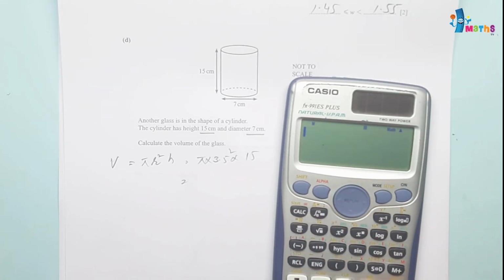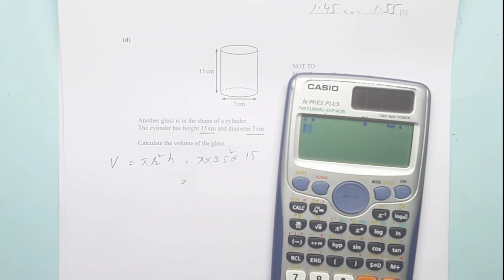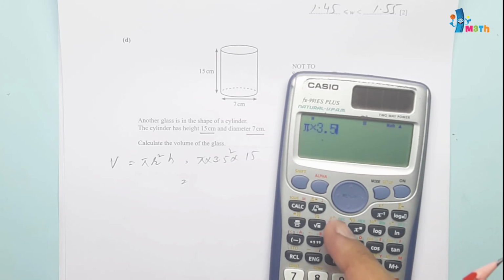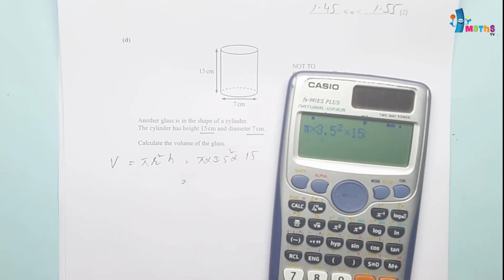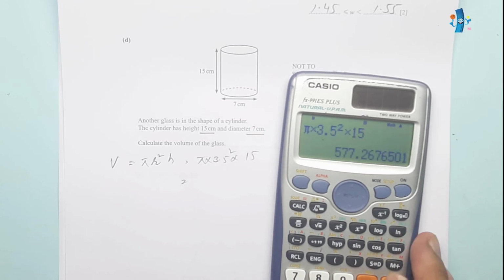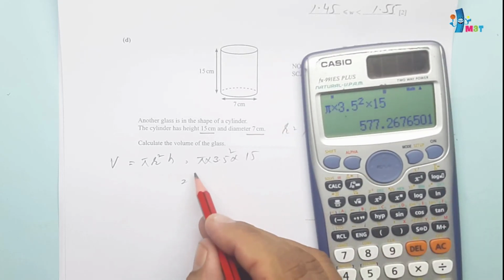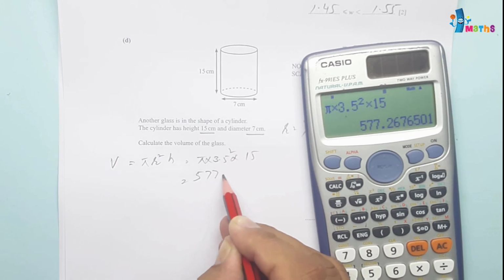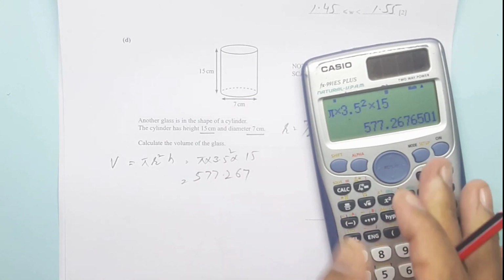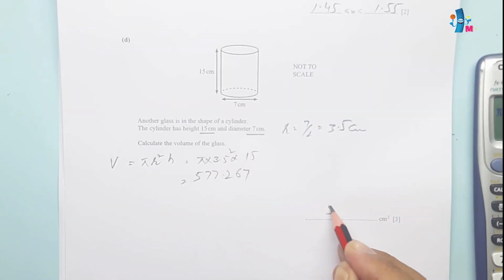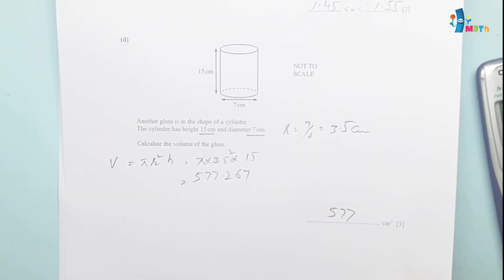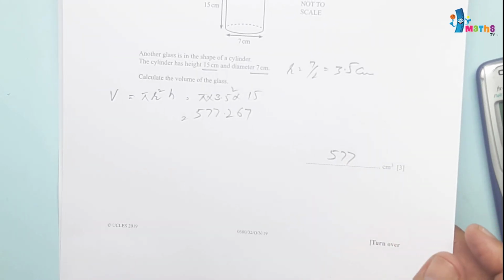Pi multiplied by 3.5 squared multiplied by 15, this is equal to 577.267. So we can write 577 centimeter cube as answer.